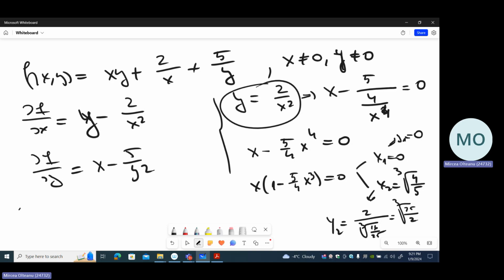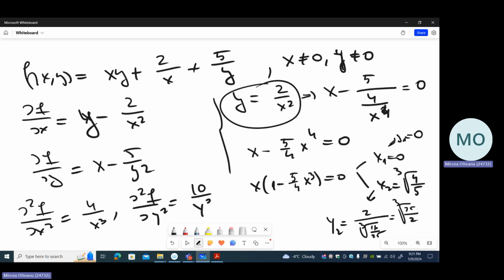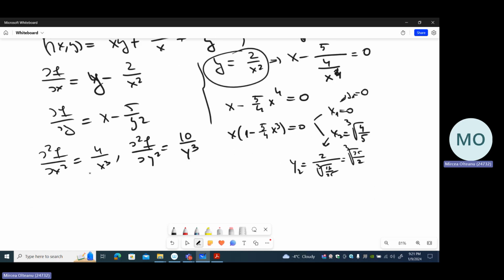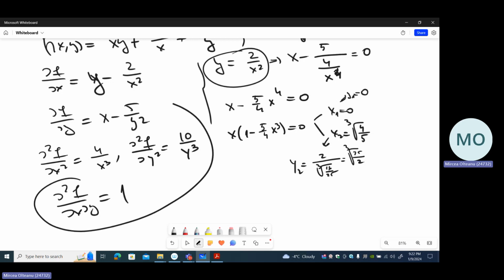We need to compute the second order partial derivatives. Here we have to differentiate this with respect to x. This will give us 4 over x to the 3. With respect to y will be 10 over y to the 3. And the mixed second order partial derivative will be 1. So this will give us the Hessian matrix and so on.